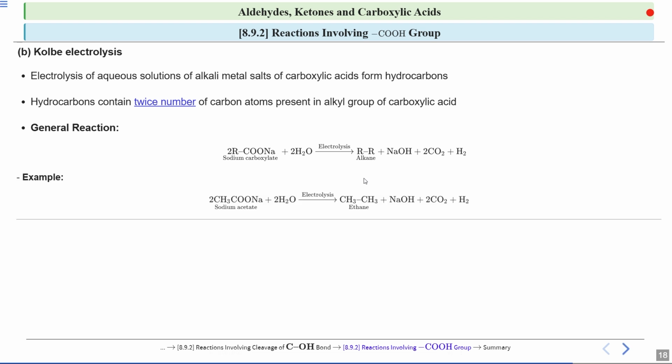So if you look at this example, you can see you have two molecules of sodium acetate. Through electrolysis, you are getting an alkane, which is ethane, and you are getting sodium hydroxide, NaOH, carbon dioxide, and H2 gas. Okay, so the important thing is that it contains twice the number of carbon atoms.